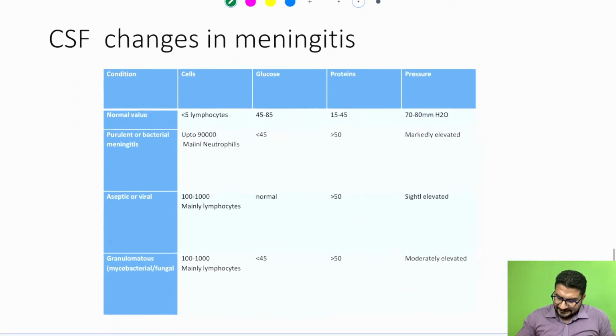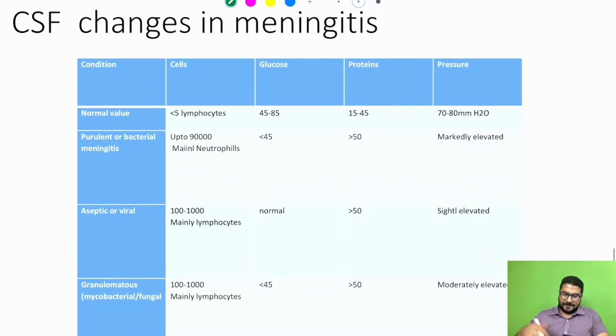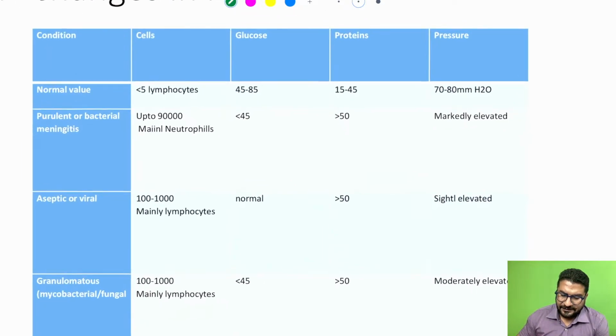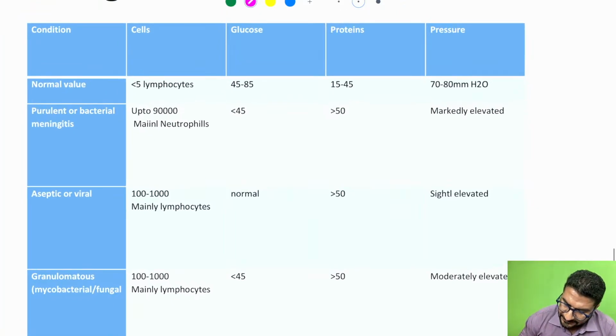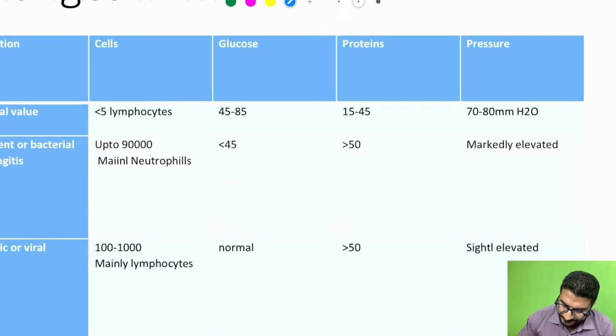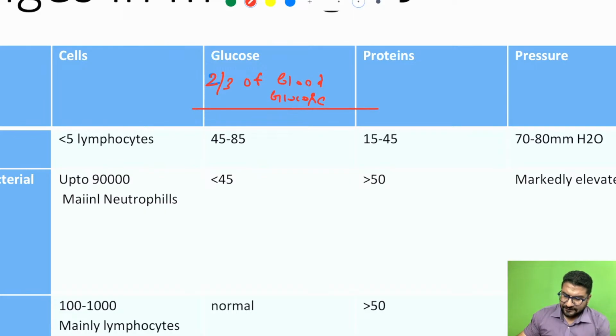Okay, now coming to the CSF changes. So here they will ask you like a pathomedicine overlap question. So what are the CSF changes in meningitis? अब इसको देखो, it's a very simple thing. So let's see the normal value first. Normally you will see less than 5 lymphocytes in CSF. Glucose कितना होता है? Understand, glucose is 2/3 of blood glucose. So normal CSF glucose is 2/3 of blood glucose, right? So it is like 40 to 85, or average देखो तो 66.66.